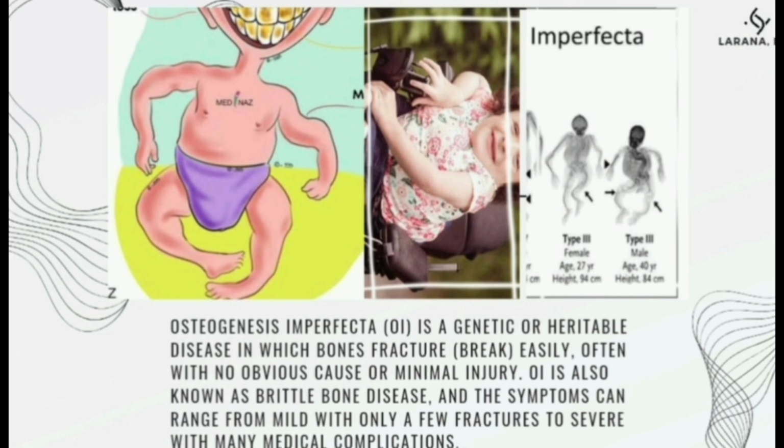Osteogenesis imperfecta is caused by defects in or related to a protein called type 1 collagen. Collagen is an essential building block of the body. The body uses type 1 collagen to make bones strong and to build tendons, ligaments, teeth, and the whites of the eyes. Certain gene changes or mutations cause the collagen defect.